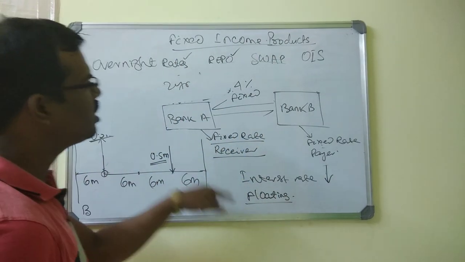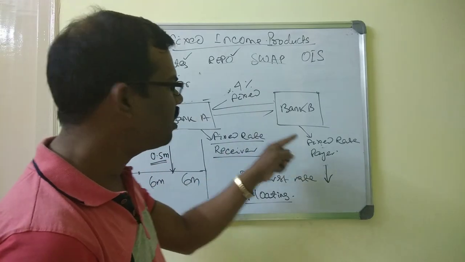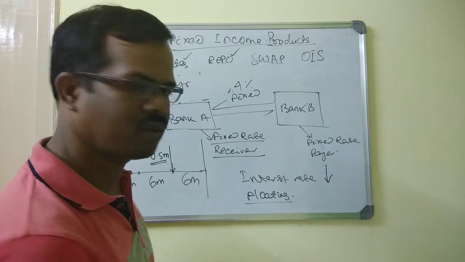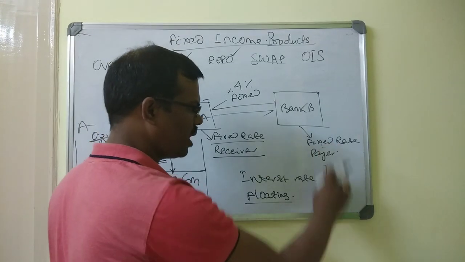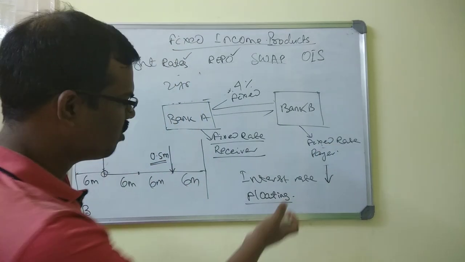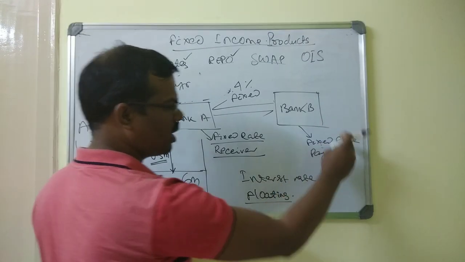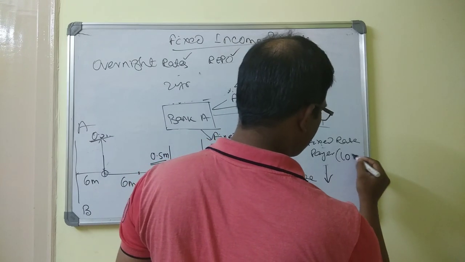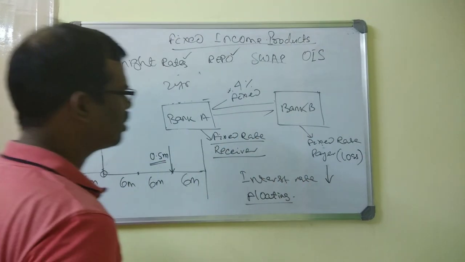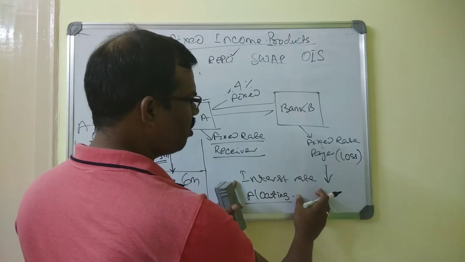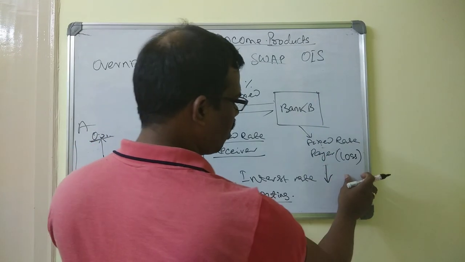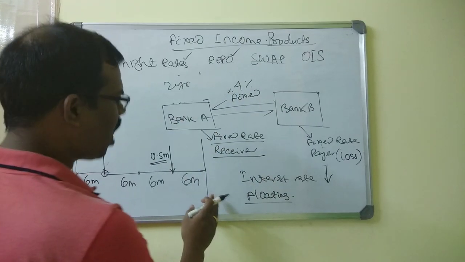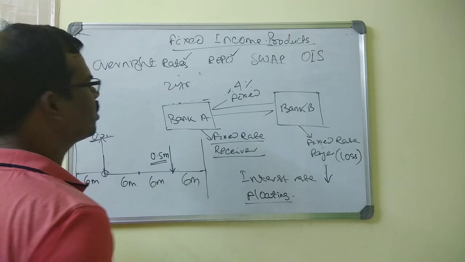If interest rate goes down, then obviously the person who is paying the fixed rate will be at a loss, because if the interest rate goes down, the floating rate obviously goes down and the fixed rate payer continues to pay at a higher interest rate. So now two situations. If the interest rate goes down, bank B, the fixed rate payer, is at a loss. If interest rate goes up, then the fixed rate receiver is at a loss.